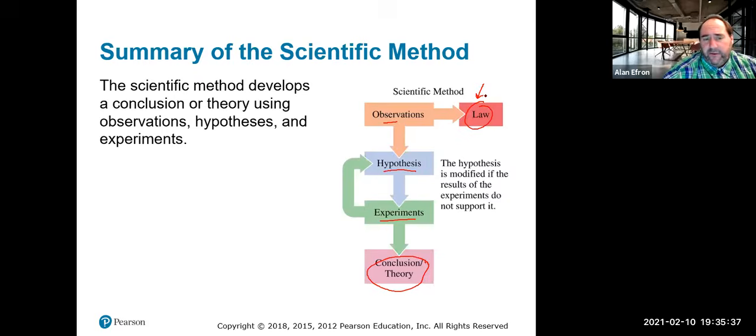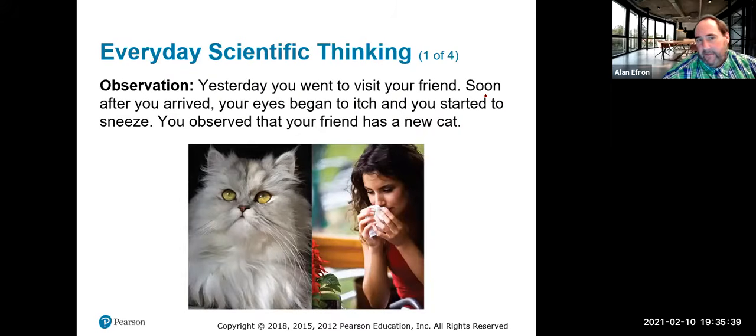So a theory, again, is something that may be correct, but maybe not correct in all aspects of every situation. A law is correct in every situation, not really ever proven to be incorrect.